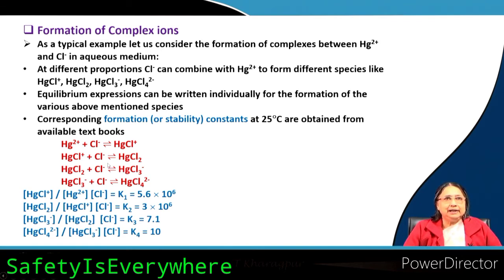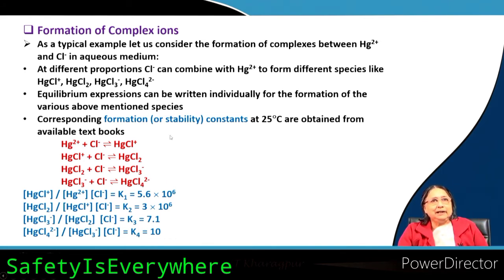So, here all the equilibrium reactions are shown. So, Hg2 plus, when only one chloride ion is combined, then HgCl plus, then another chloride is combined with this one, then HgCl2, another chloride is combined, then this is forming this one, then another is combined. So, all 4 chloride ions are combined. So, it is formed HgCl4 2 minus.